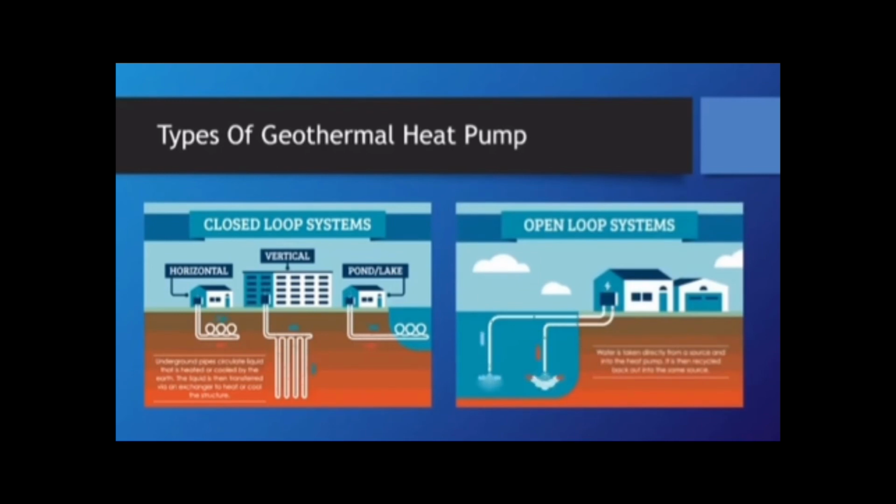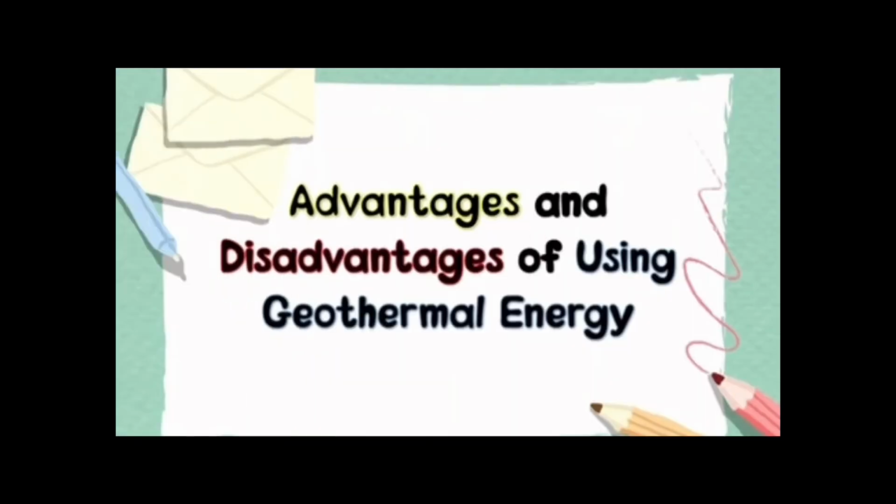While the open-loop system uses a well or surface body of water as the heat exchange fluid that circulates directly through the system. Once it has circulated through the system, the water returns to the ground through the well. Now let's have the advantages and disadvantages of using geothermal energy.